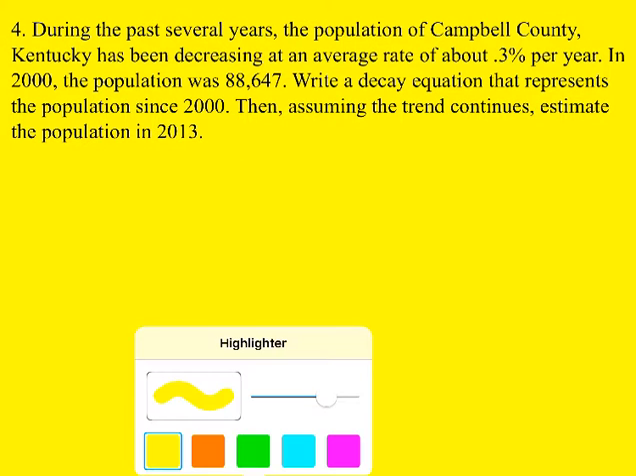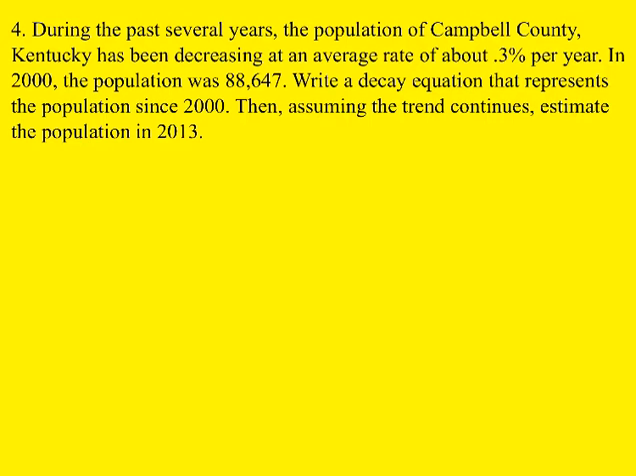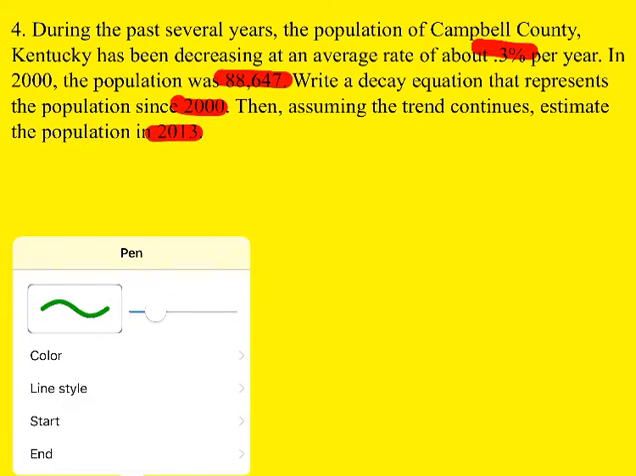During the past several years, the population in Campbell County, Kentucky, has been decreasing at an average rate of about 0.3% per year. In 2000, the population was 88,647. Write a decay equation that represents the population since 2000. Then, assuming the same trend continues, estimate the population in 2013. So let's go ahead and do this, okay?